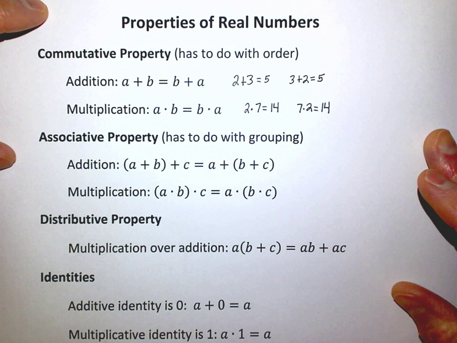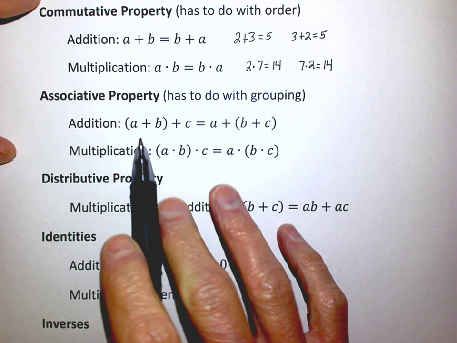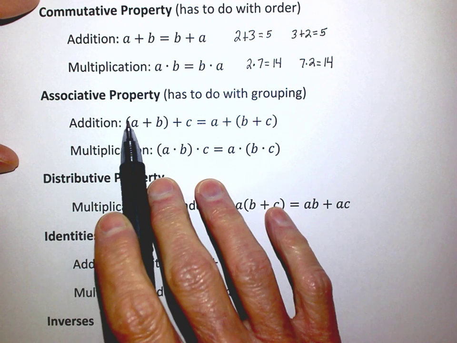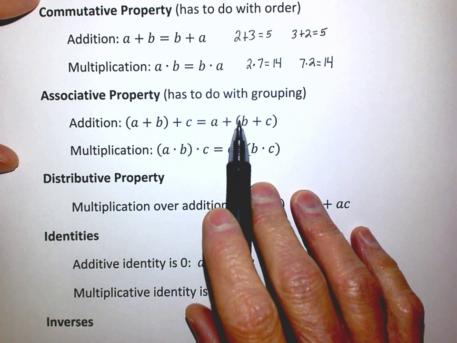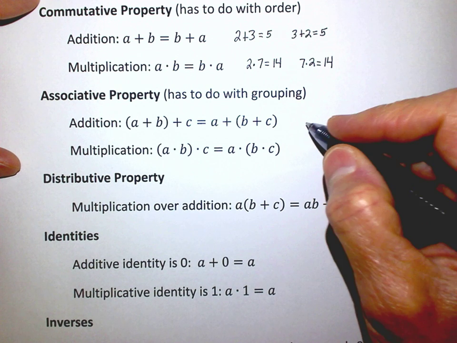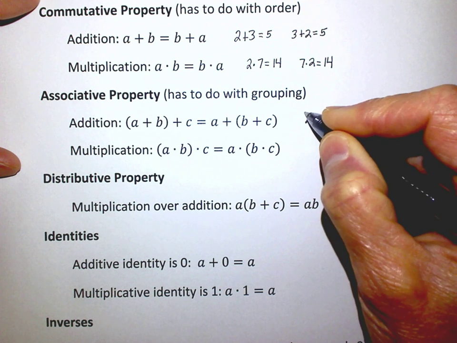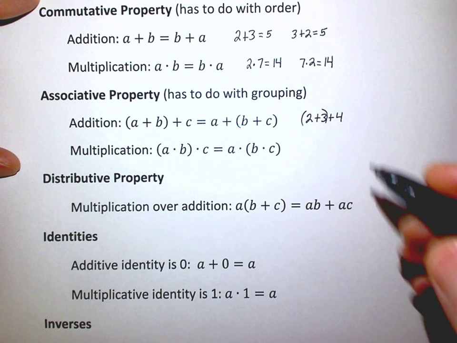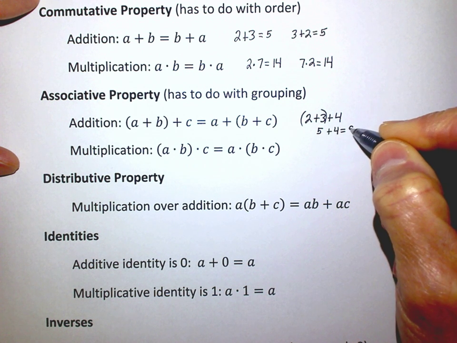The associative property has to do with grouping. If we are adding several numbers, we can put the parentheses wherever we like. We can group these together. We can group these together, and it will not change the answer. Let's try an example. 2 plus 3 plus 4. We always do what's in parentheses first, so 2 plus 3 is 5. 5 plus 4 equals 9.